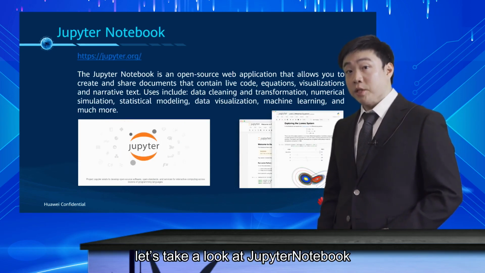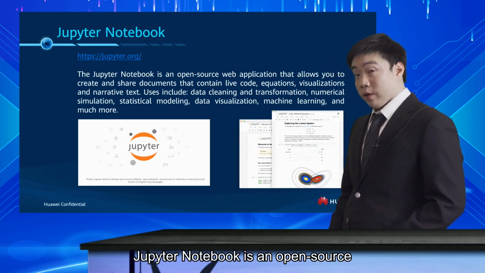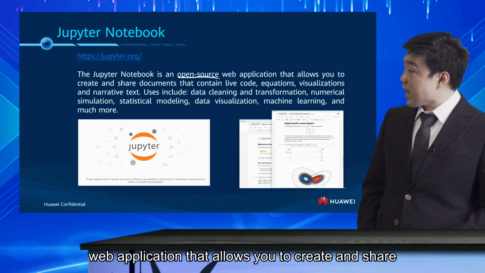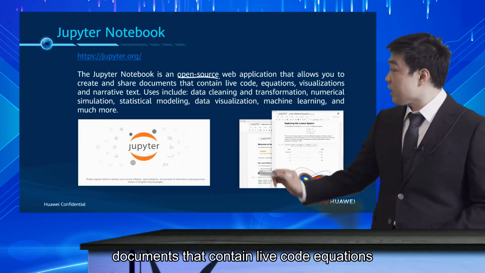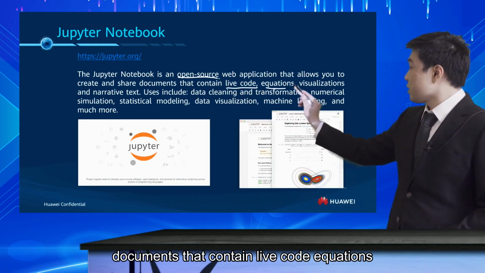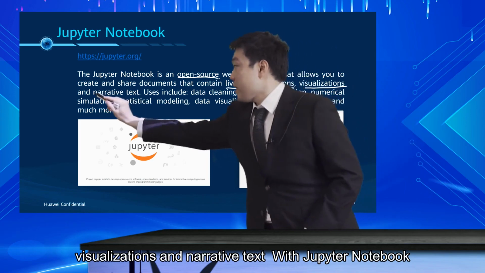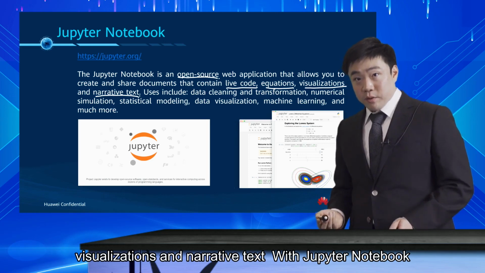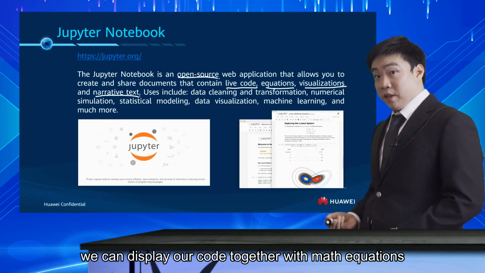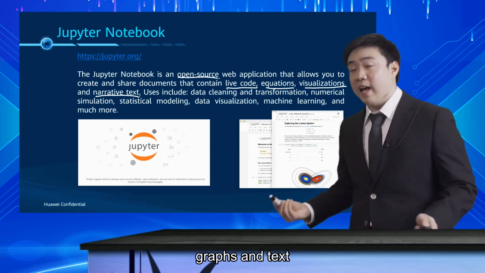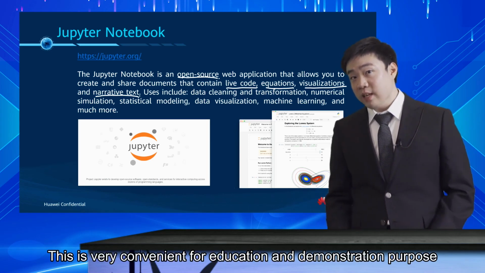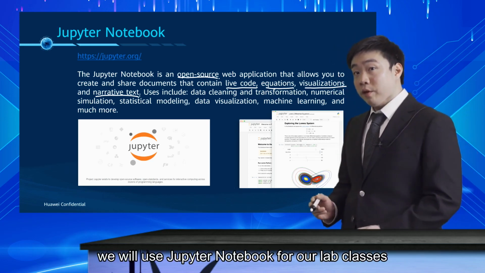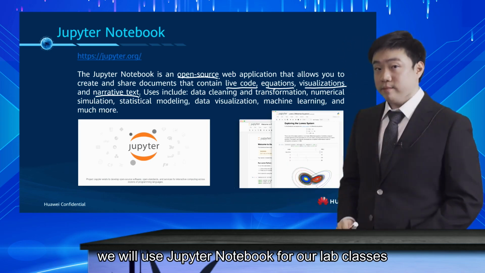Next, let's take a look at Jupyter Notebook. Jupyter Notebook is an open source web application that allows you to create and share documents that contain live code, equations, visualizations, and narrative text. With Jupyter Notebook, we can display our code together with many equations, graphs, and text. And this is very convenient for education and demonstration purpose. In this course, we will use Jupyter Notebook for our lab classes.